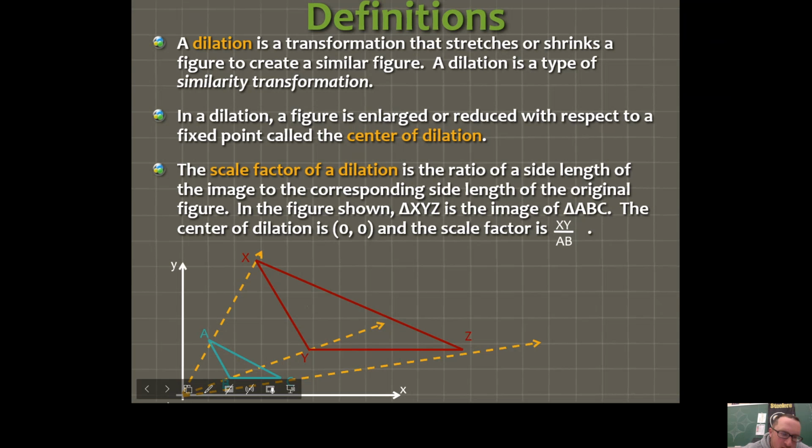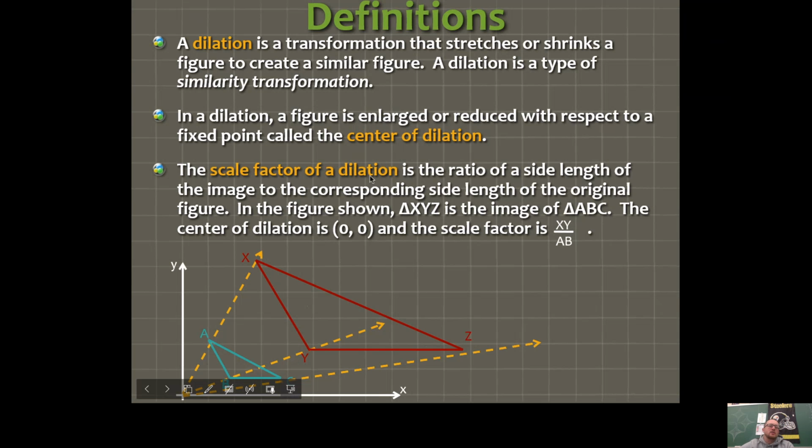And here's how this works. Notice how if we connect these corresponding vertices A and X, notice how it originates from the origin. We can go from the origin through A and through X. Likewise, B and Y, those vertices correspond. If you go through the origin, you'll go through point B and point Y. Same thing with point C and point Z. Go from the origin through C through Z.